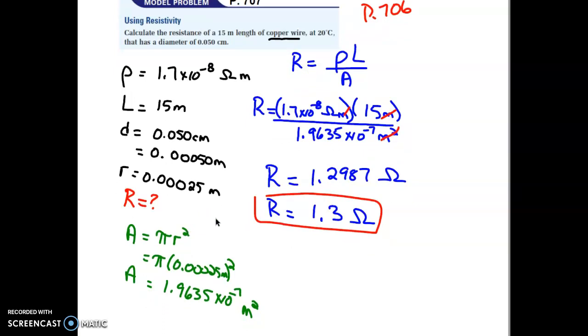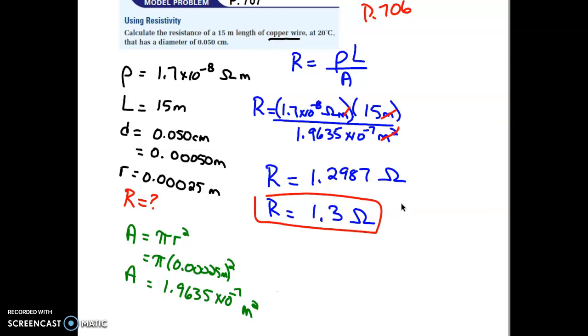The next thing we need to find is area. A wire is a circle, right? So we're trying to find the cross-sectional area. So we use pi r squared. We take pi times the radius squared, and we get this answer.